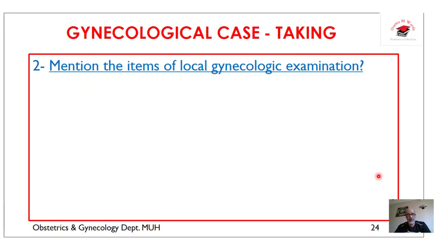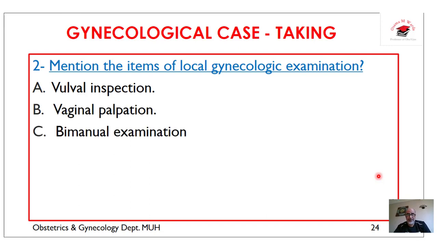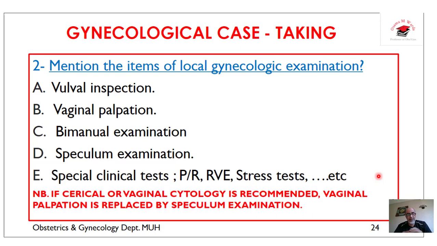The second question is: mention the items of local gynecologic examination. Local gynecologic examination starts with vulvar inspection, vaginal palpation, bimanual examination, and speculum examination, and these are sequential steps, except if cervical or vaginal cytology is recommended, then vaginal palpation is replaced by speculum examination to facilitate obtaining the cytology specimen.